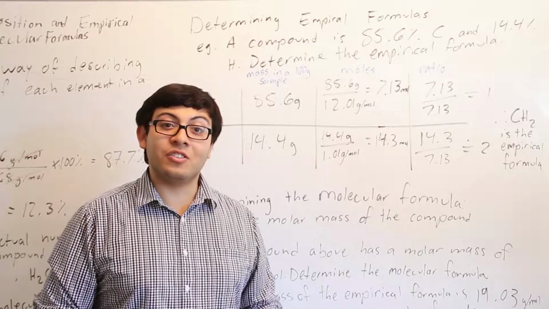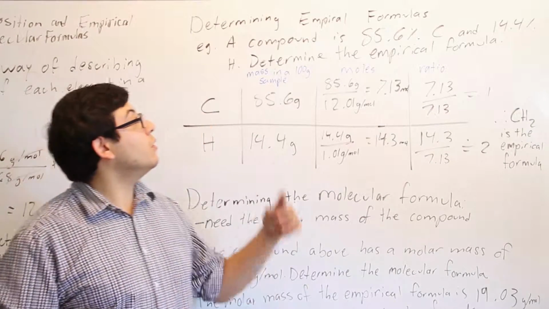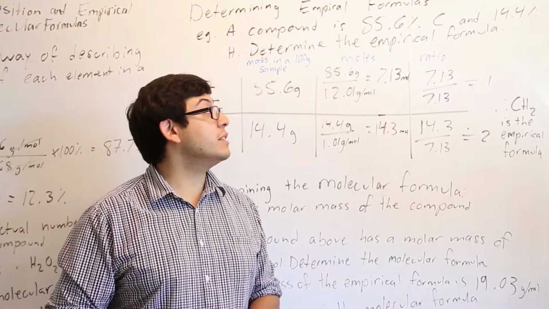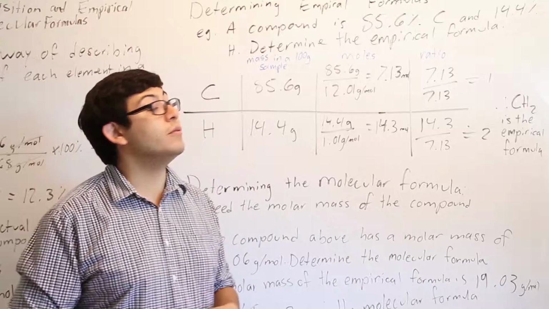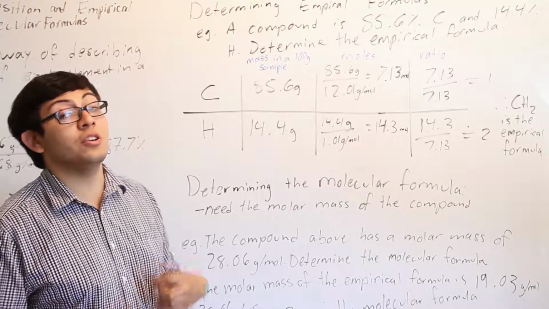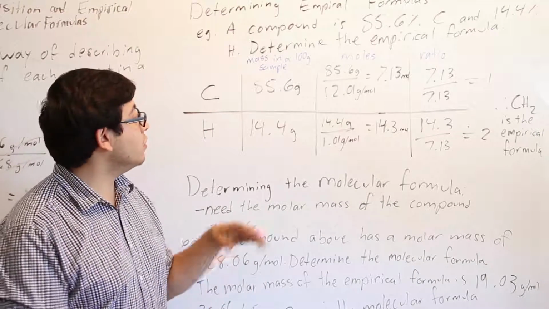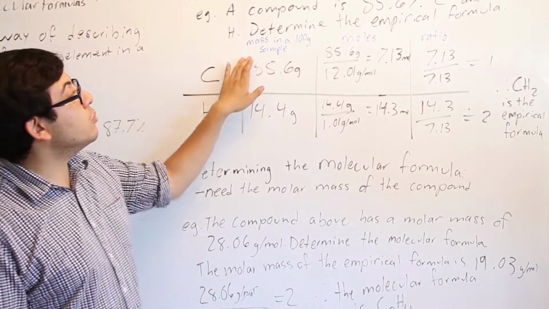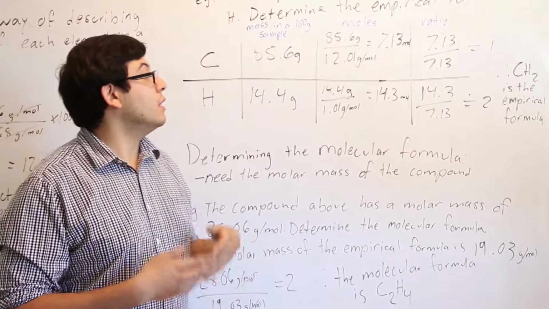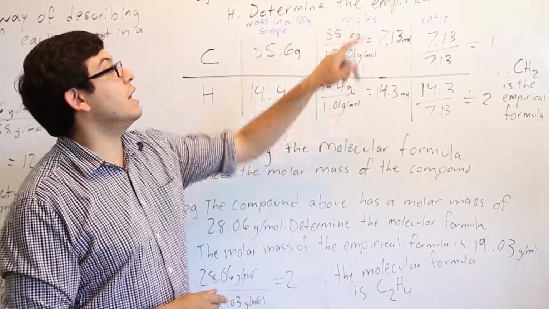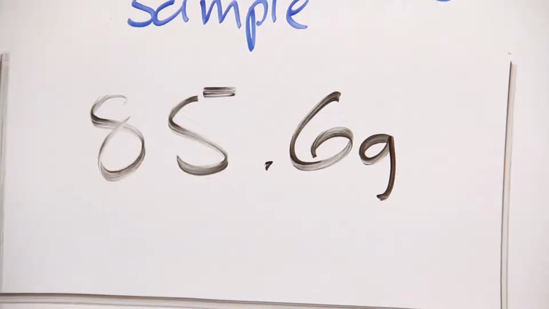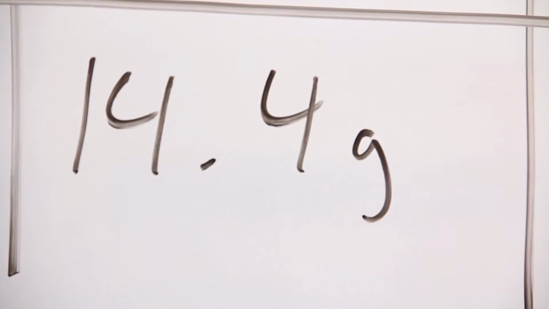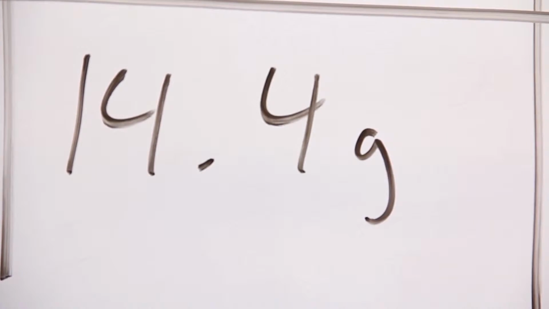So let's talk about how to determine the empirical formula. Over here I have an example. We have a compound that we know to be 85.6% carbon and 14.4% hydrogen. We need to determine its empirical formula. If we set it up like this, with carbon and hydrogen over here, let's assume we have 100 grams of sample. If we have 100 grams of sample and 85.6% of it is carbon, then we must have 85.6 grams of carbon, and similarly 14.4 grams of hydrogen.